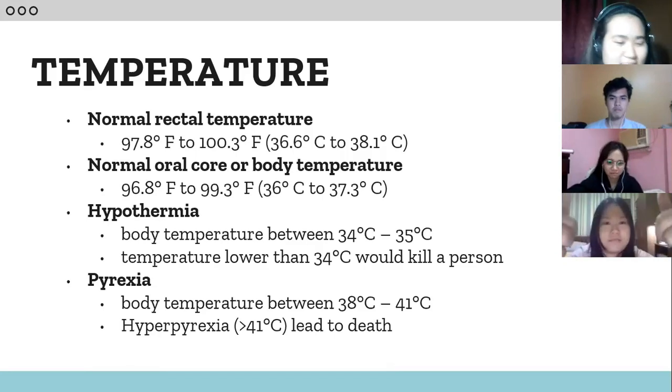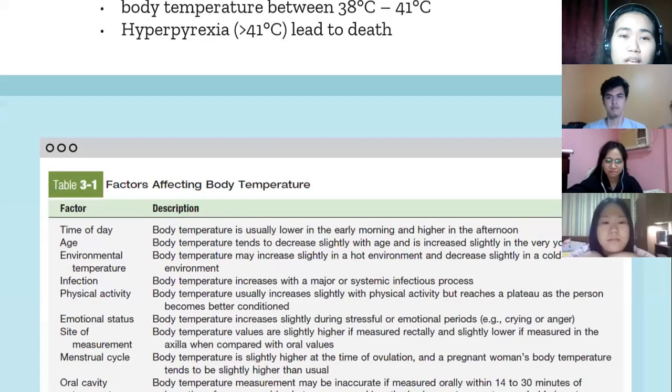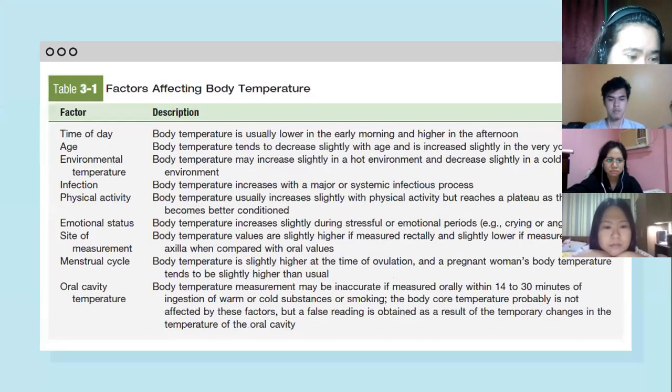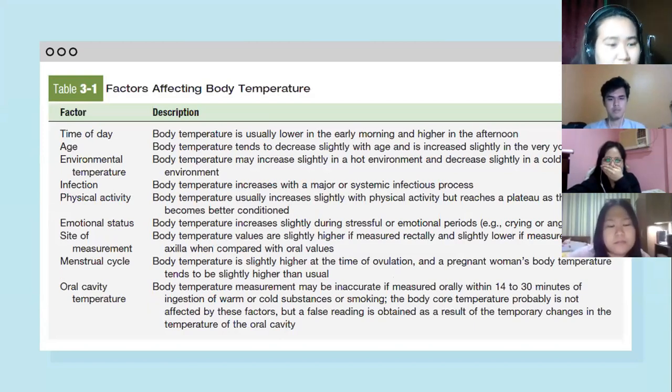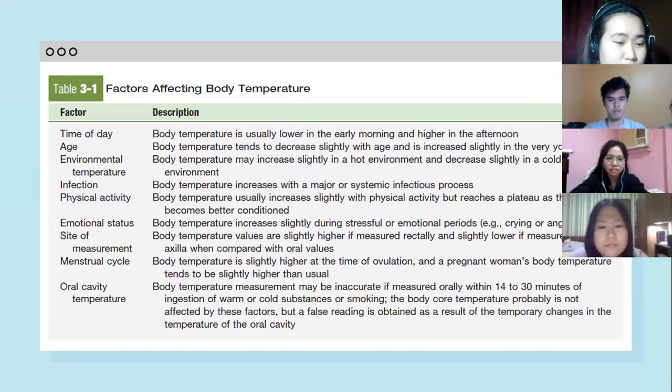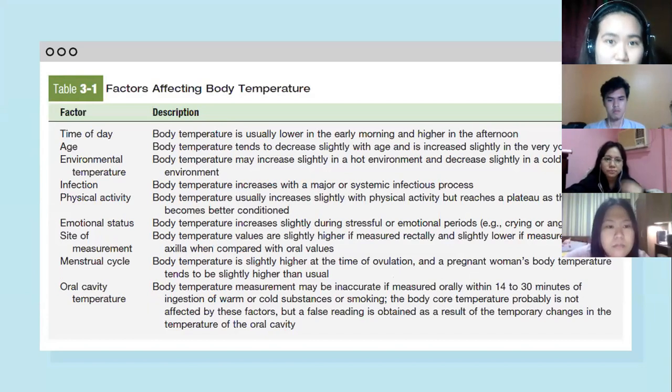Good. Okay, nice. So in your Pearson's textbook, on table 31, these are the factors affecting the body temperature. You will see that the temperature is higher during the afternoon, especially in a hot place. Kids have a higher temperature than us, and those who are stressed and pregnant women also have a higher temperature. So please read on your own pace because it's very wordy and we would like to save time so we can discuss more now.